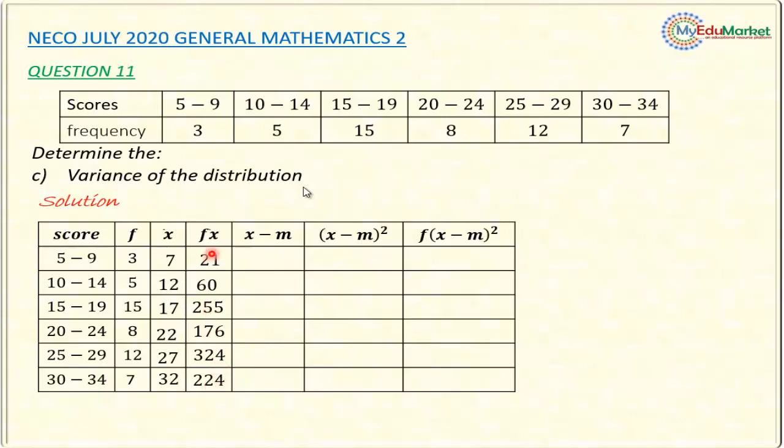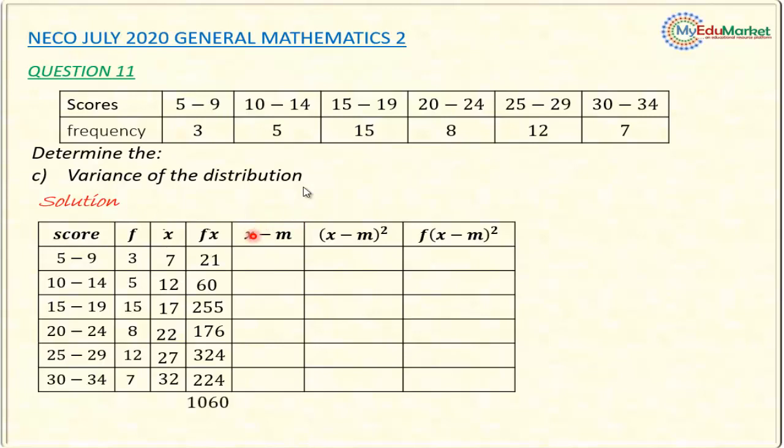So I'm going to use this fx bar, f times x bar, to get the mean. It is that mean I am going to use to obtain this deviation. M is simply representing the mean of the distribution. I have to get it because it is the mean that I use to get the deviation.